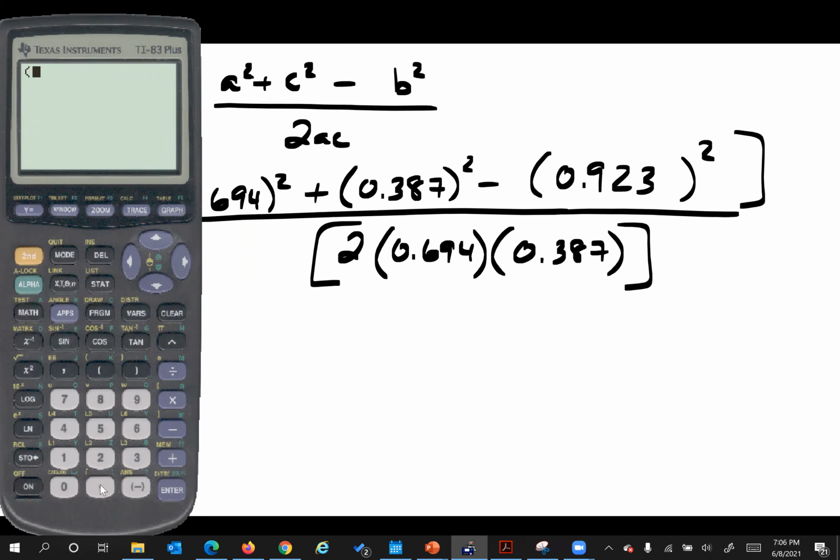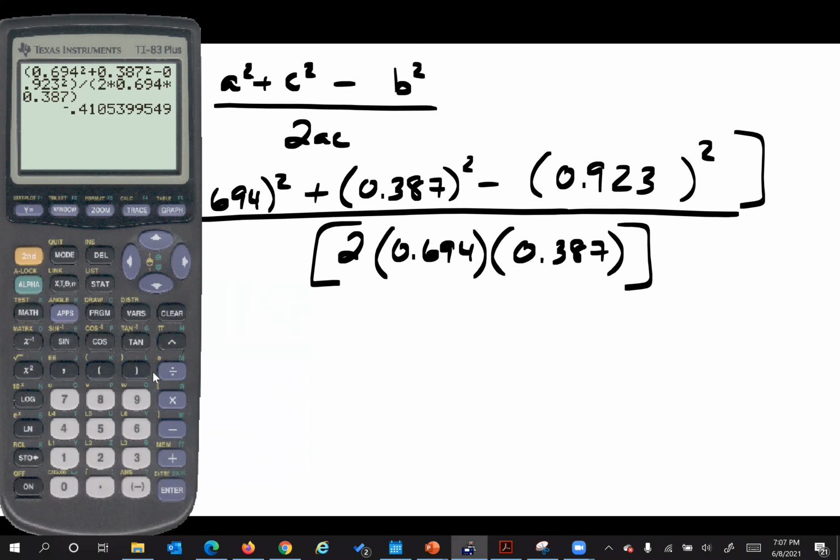For the top value, 0.694 squared. I'm going to use a little too small squared to get what I need out of it here, because then I don't need to use extra parentheses. That's what I'm banking on. 23 squared. Okay, that's going to be the top value divided by everything on the bottom. So an extra parenthesis here would be 2 times all that right there, times all that right there. Close off the whole entire bottom and click enter.